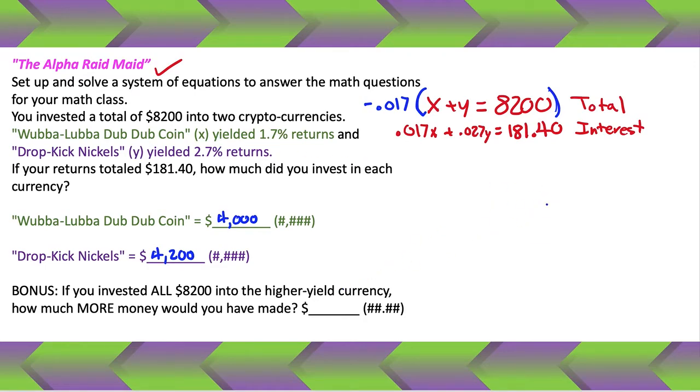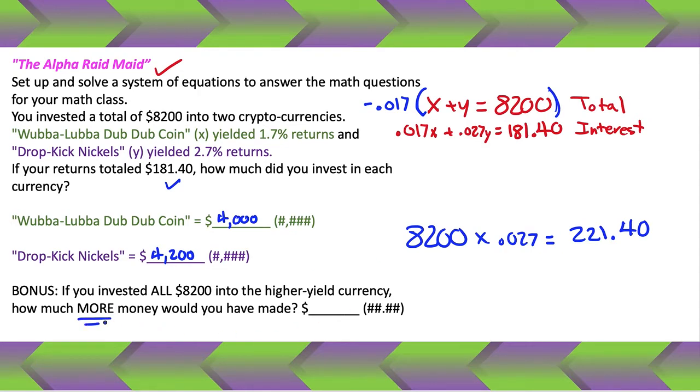But here's what you do. If you put all $8,200 into the Dropkick Nickels, you would take that times 0.027. When you do that, shoot, I don't have my calculator ready. I'm so sorry. I thought I was prepared, and I wasn't. 8,200 times 0.027 is $221.40. Okay, so that's what you could have made, would have made, shoulda, coulda, woulda. And then you made $181.40. So if you subtract, you figure out how much more. That's a tricky part. This isn't the answer, okay?